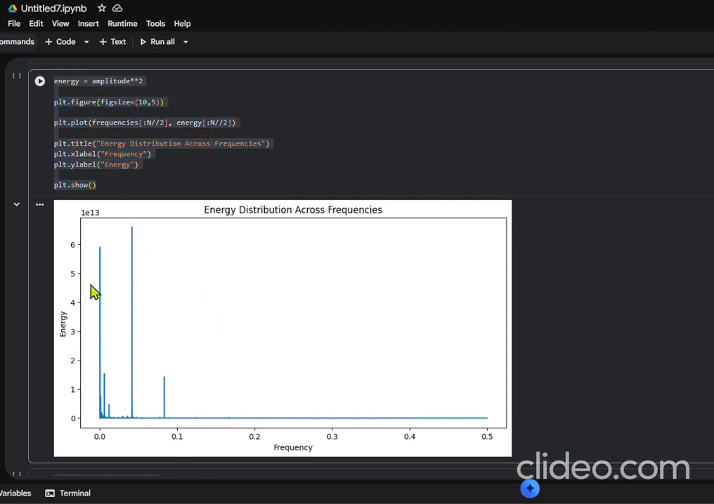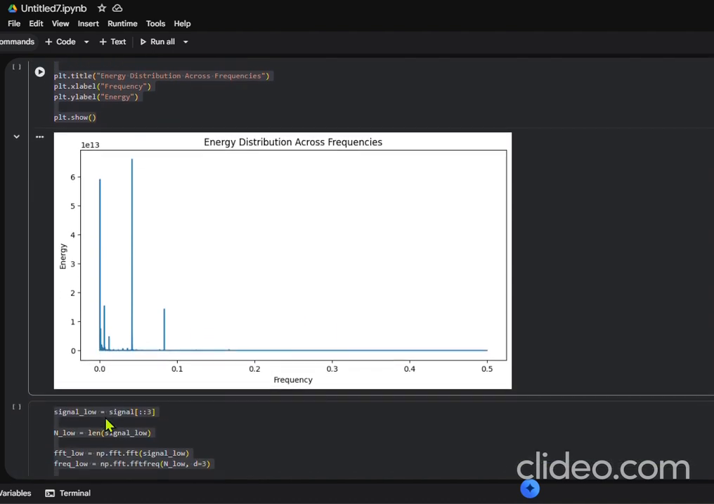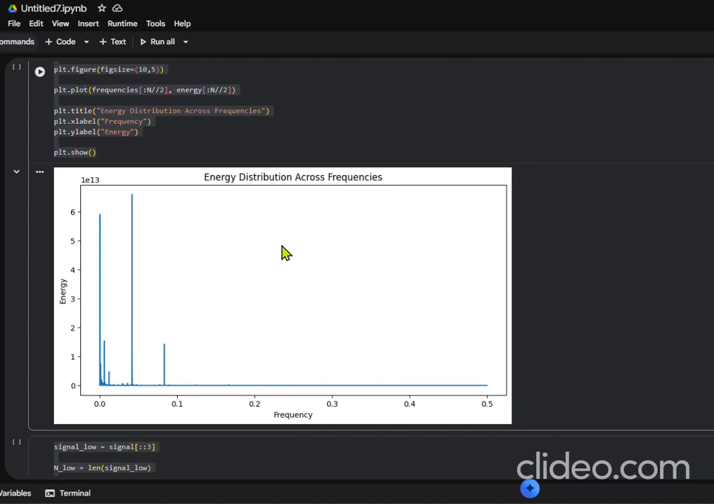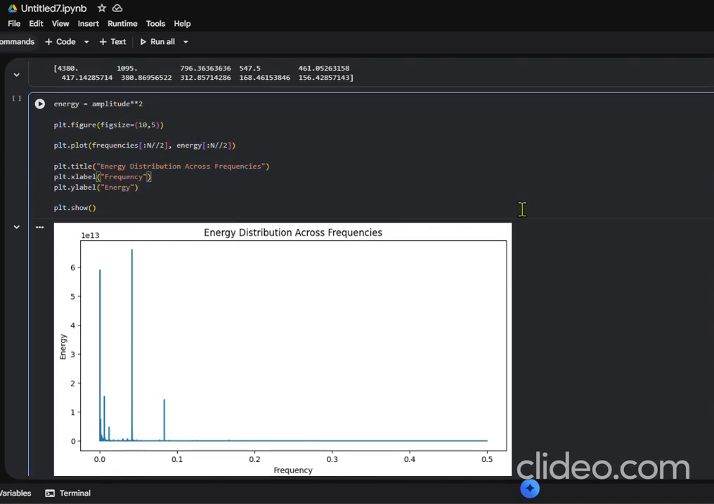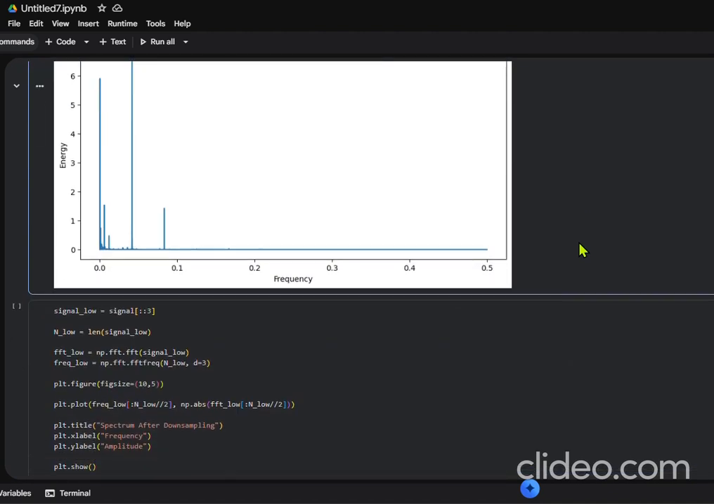In this plot, we observe that most of the signal energy is concentrated in low frequency components. This indicates that electricity demand changes gradually over time rather than exhibiting rapid oscillations. High frequency components correspond mainly to random fluctuations and noise.